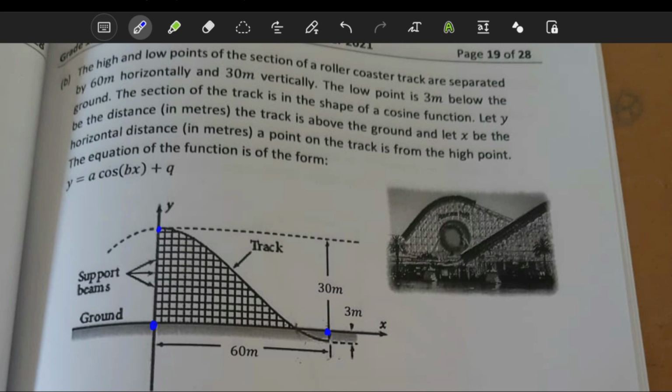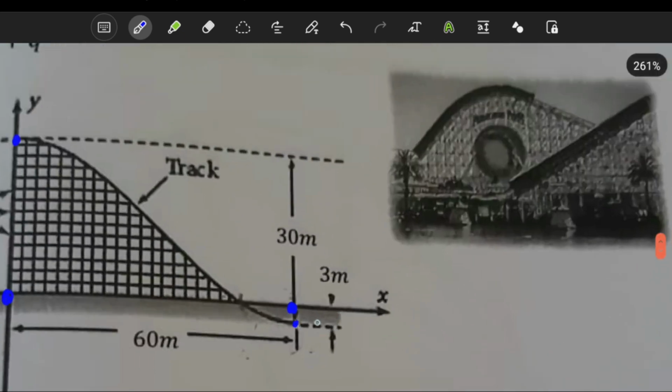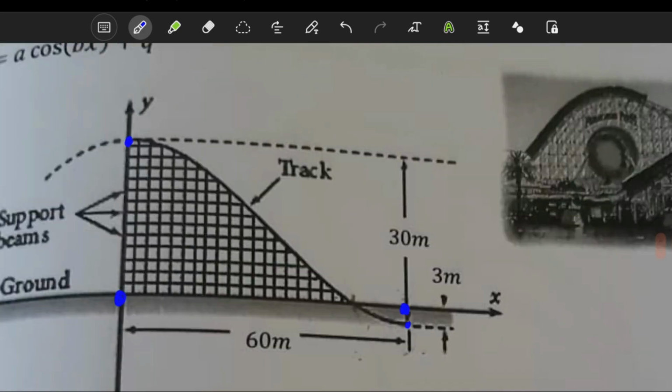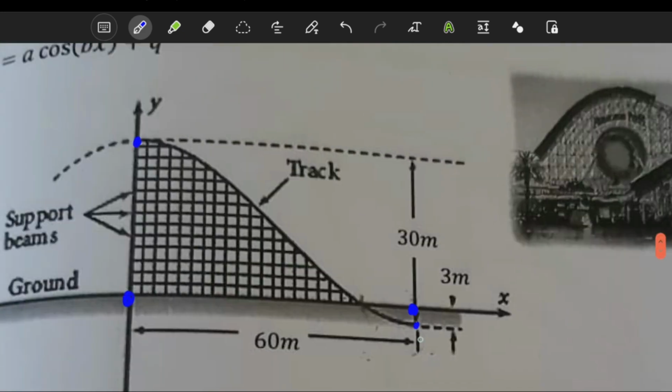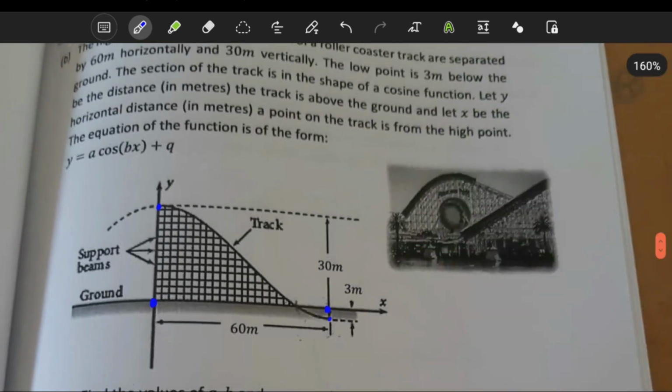And then it says here the low point is 3 meters below the ground. Okay, so this part here is 3 meters below the ground. And then this is like 30 meters up. So from here to there, it's like 33 meters. Okay, and then it says here the section of the track is in the shape of a cosine function. Nice, it's in the shape of a cosine function.